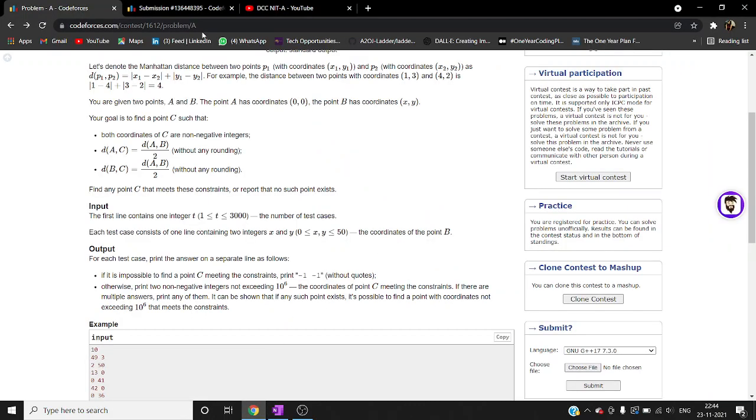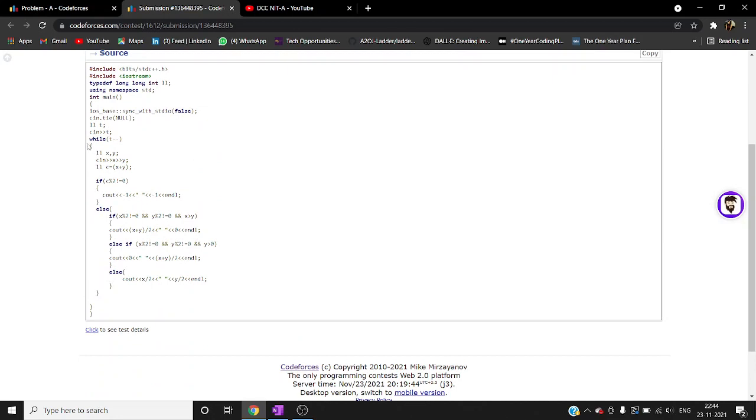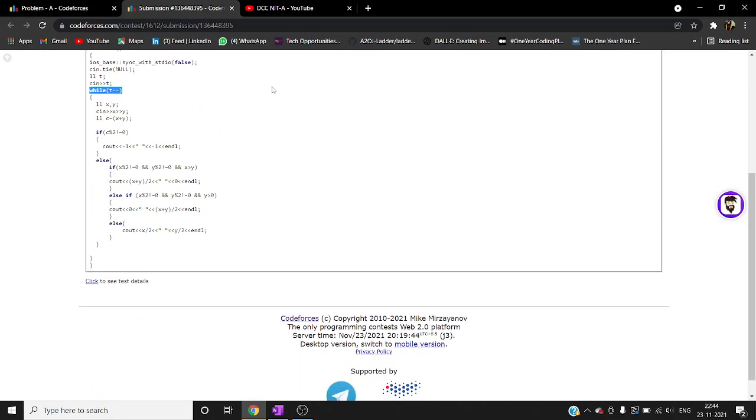Now let's look at the code. Firstly, I have taken the number of test cases, and the test cases are followed by the coordinates of B, that is x comma y. Now we are storing the value of the distance of A to B, which in simple words is just x plus y, the summation of both the coordinates of B. Now we are first checking if C is odd. If C is odd, then we are simply printing out -1 comma -1.